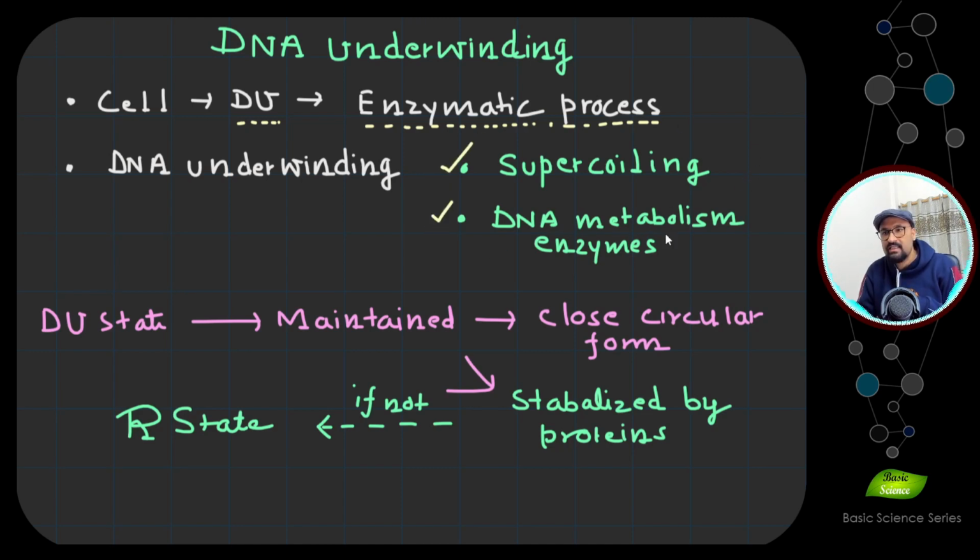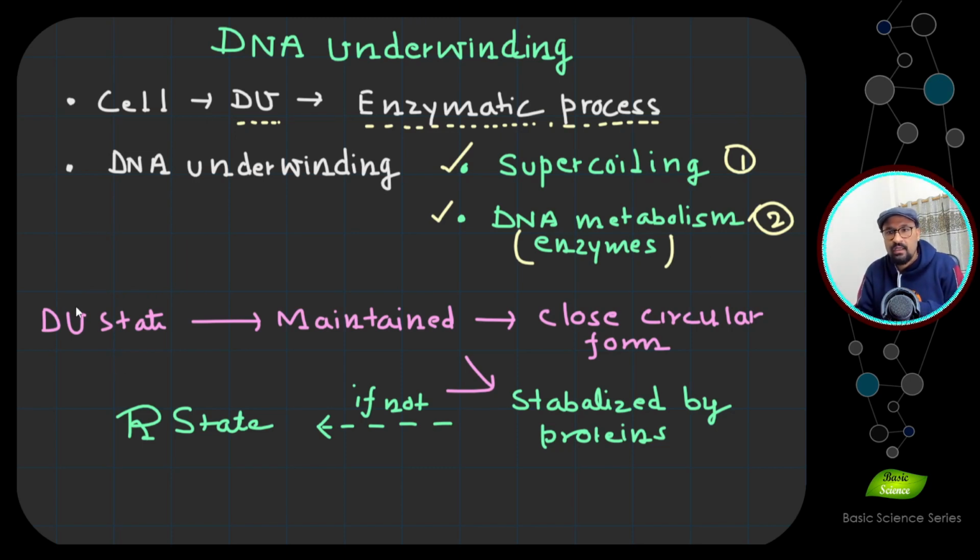Second one is DNA metabolism. DNA metabolism is another part where enzymes are involved to access the information. We have already talked about that one, because whenever DNA underwinding is happening, you can have supercoiling. That is the first effect, and second one is the strand separation. So in case of DNA metabolism, when replication is happening, transcription is happening, you need to have that information accessed.